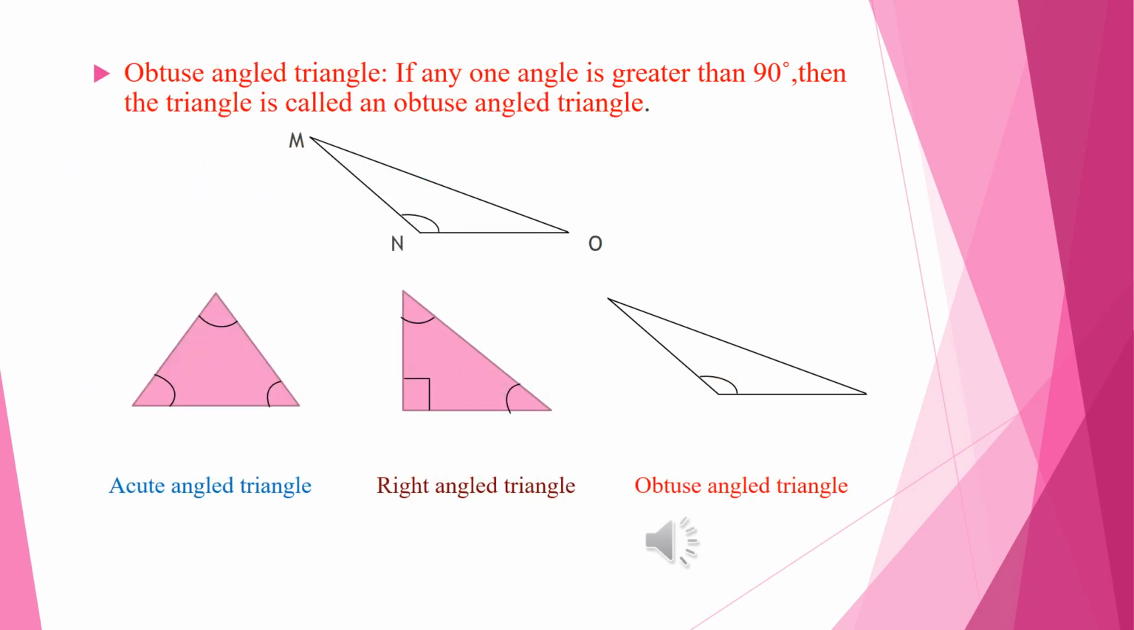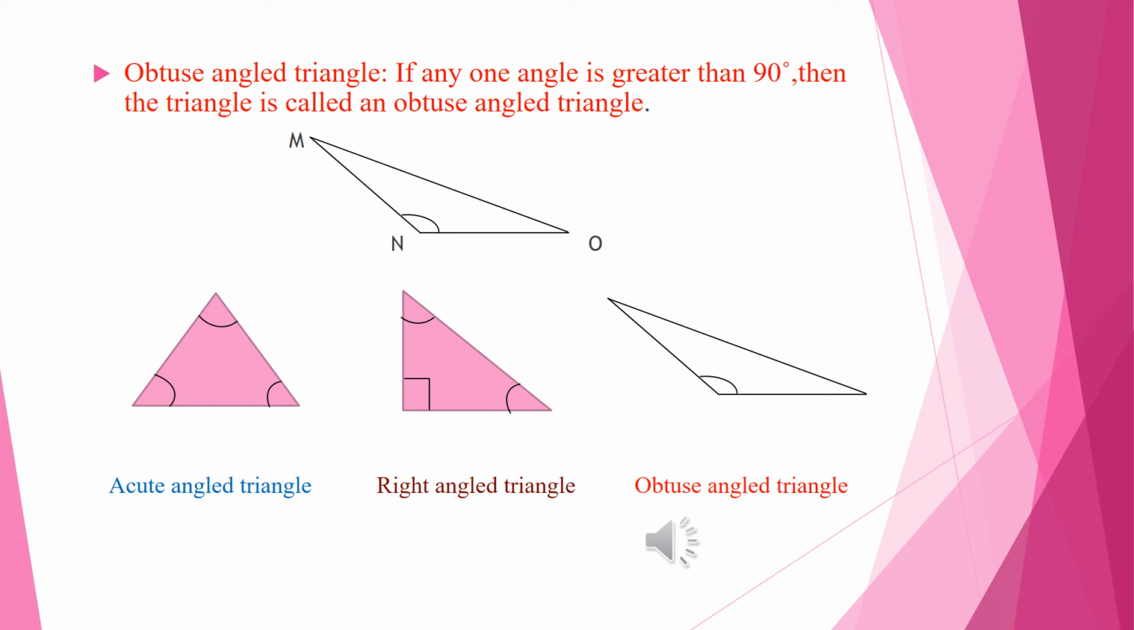Dear children, now let us see what is an obtuse angle triangle. If any one angle is greater than 90 degrees, then the triangle is called an obtuse angle triangle. Here in this example, triangle MNO is an obtuse angle triangle where angle N is greater than 90 degrees. Therefore, since triangle MNO has one angle which is greater than 90 degrees, this triangle is called an obtuse angle triangle.